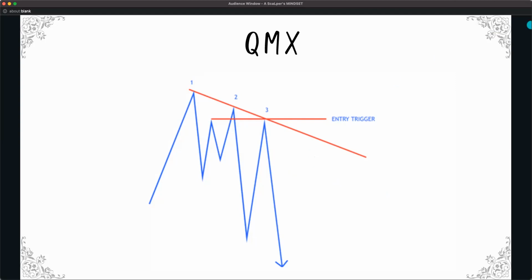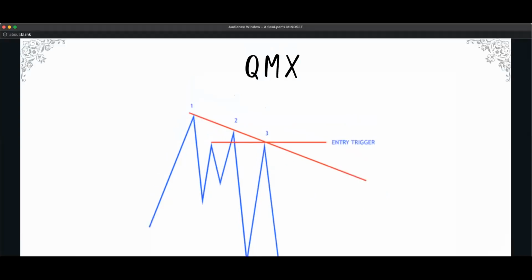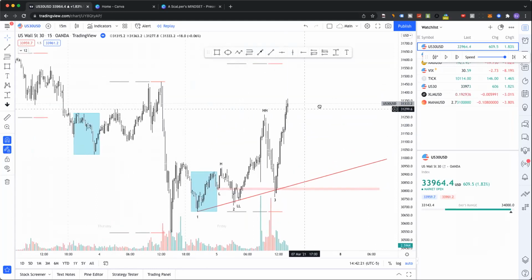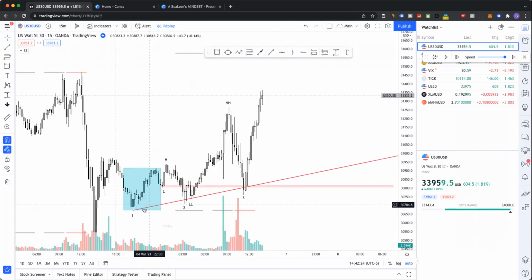All right, so let's look at a real life example here. Let me reshare my screen real quick. Okay, so we can see here, we have our initial point here, and then we form a QM, a low, a high, a lower low, a higher high, third tap, here's our entry point. Okay, right there on this line. See the head of the QM is formed right here on the second tap. Okay, 1, 2, 3, QM.